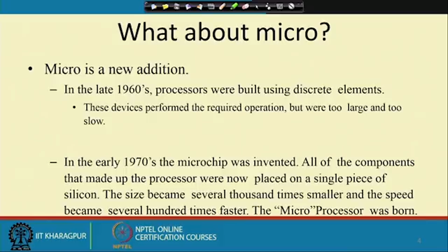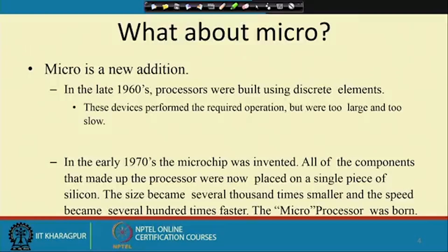In the late 1960s, processors were built with discrete elements. Just some time back I was talking about it: you take the ALU separately, you take the registers separately, and we combine them together into one design, and that way we get the processor. These devices performed the required operation, but were too large and too slow. Naturally their footprint was large, so the resulting device was larger in size.